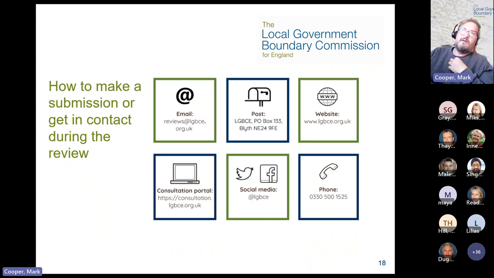There are also interactive maps on our website, at the moment just showing the existing wards, but once we publish proposals, you'll be able to see the draft proposals right down to street level. We also post everything on social media, on Twitter and Facebook, although we do not accept submissions made through Twitter or Facebook. And you can call us if you need to speak to us. But again, we don't take submissions by the phone, but you can call up and speak to someone if you have any questions you need answered.